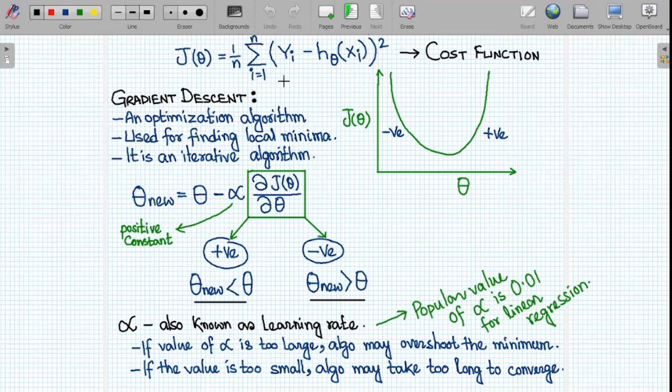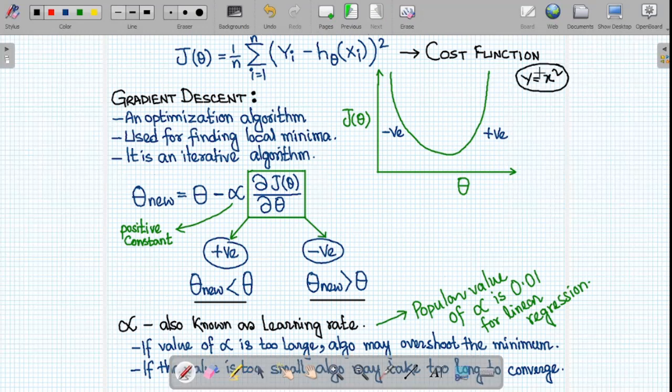Now, if we plot this equation, it will be a parabola. You know the parabola equation format is something like y equal to x square, and you can resemble the cost function with y equal to x square. Hence, if we plot this function, it will be a parabola.